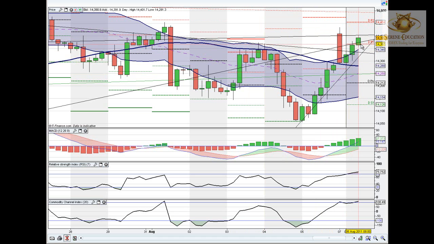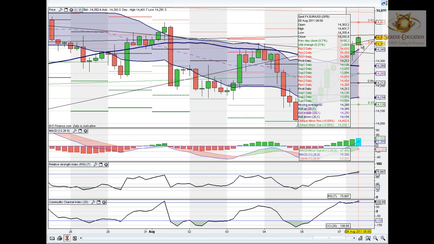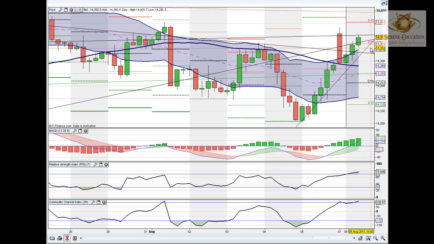Euro is still upside, but ideally we'd like to see it trading and closing higher than 1.4368 to see any further progression higher. Indicators are trading in an overbought area, so we could see consolidation taking place. Just keep that in mind looking forward.